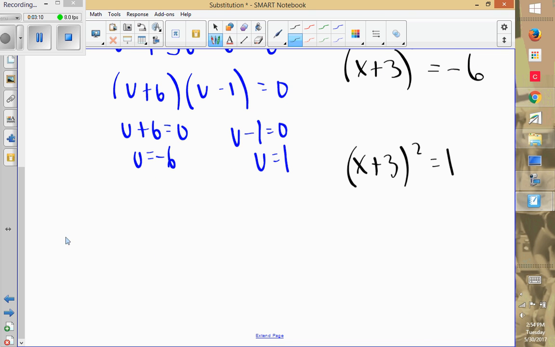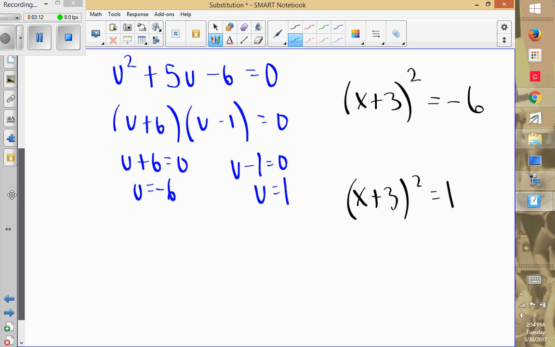So let's start with the first one. If I have x plus 3 squared equal to negative 6, we're going to take the square root of both sides. In this case, we can't take the square root of negative 6, so that is not going to yield us any answers. So in that part, we have no solutions.